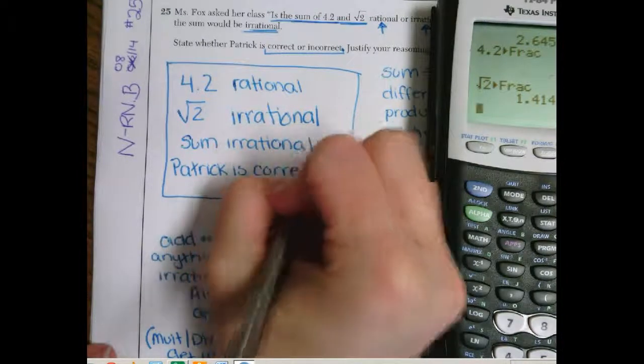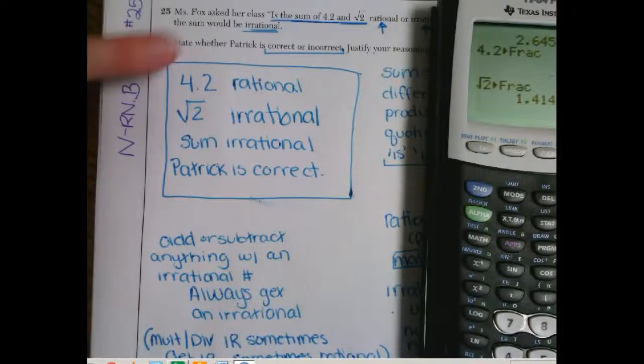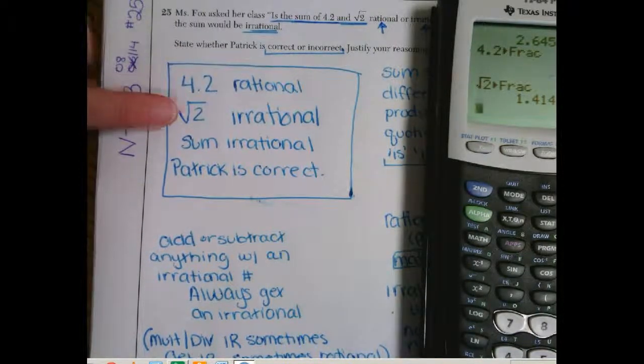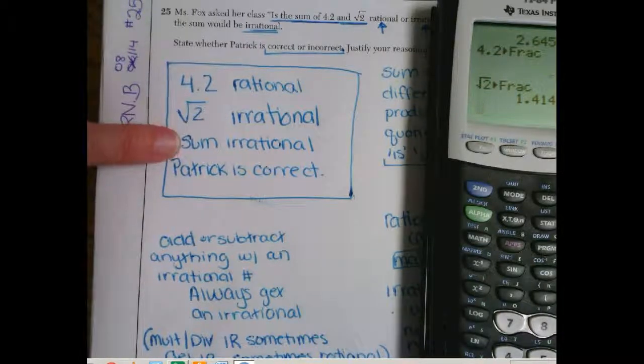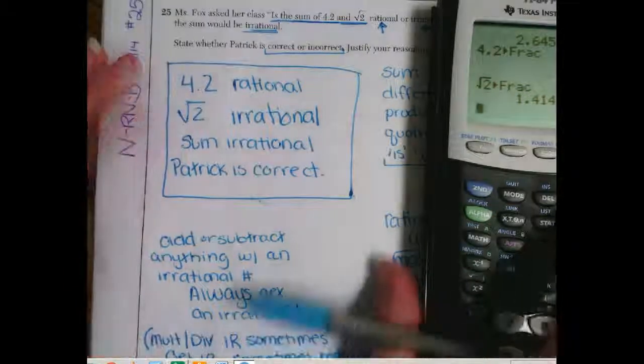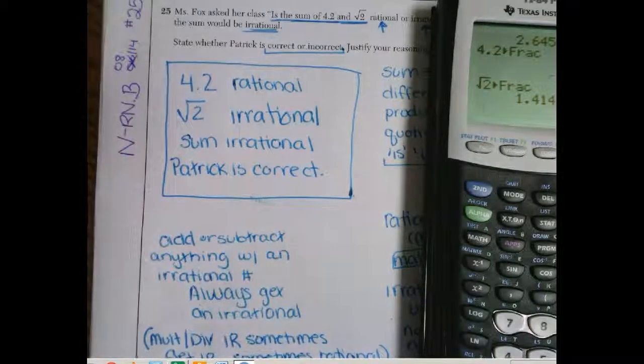Now, right in this box is truly all you would need to do on the test, because you're explaining it, because you're saying 4.2 is rational, you're saying the square root of 2 is irrational, you're saying their sum is irrational, so that means Patrick is correct. So this is exactly how you would do this. Okay? So that was N-RN-B, question number 25.